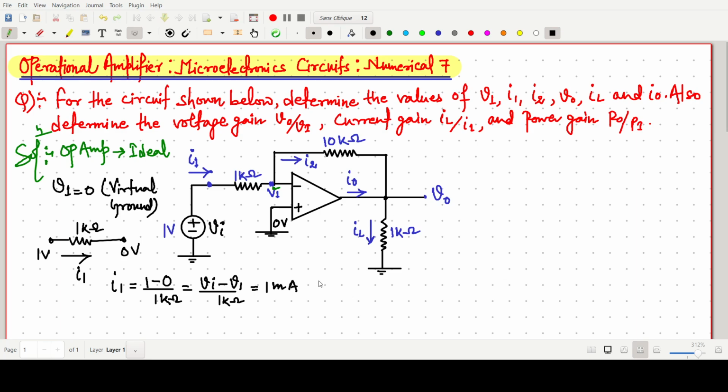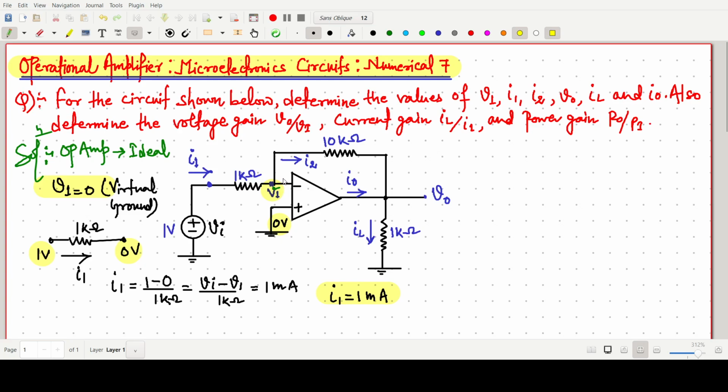So the I1 current will be 1 milliampere. So the very first thing, the V1 value is 0 because this one is a virtual ground, and I1 is 1 milliampere. I have taken this one 1 kilo ohm, this is 1 volt, 0 volt, so I1 is 1 minus 0 by 1, or VI minus V1. So now I1 is known to us.